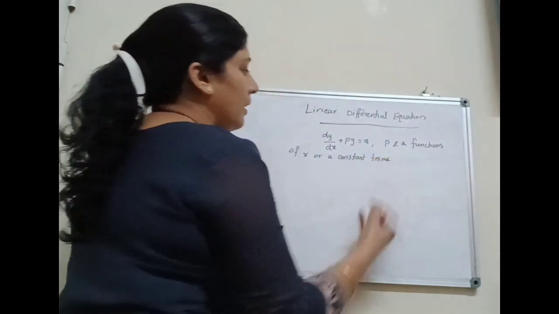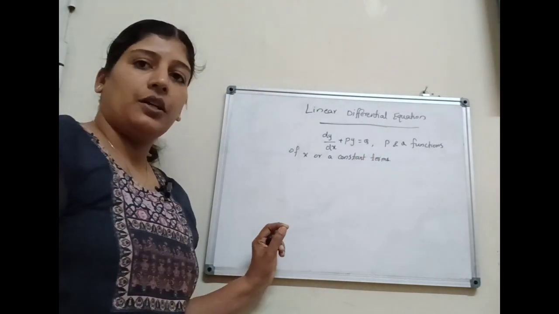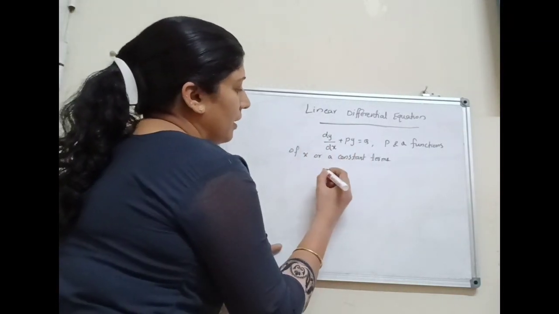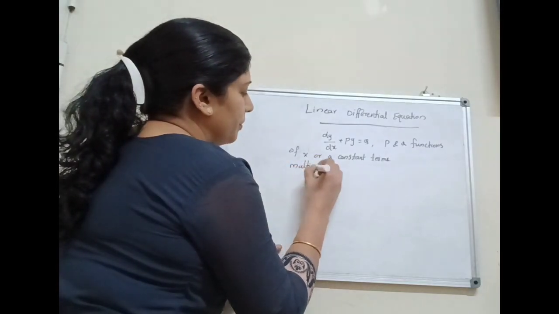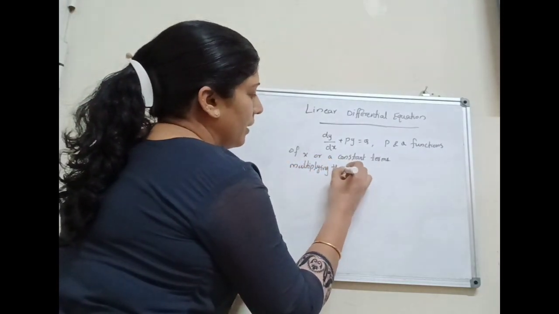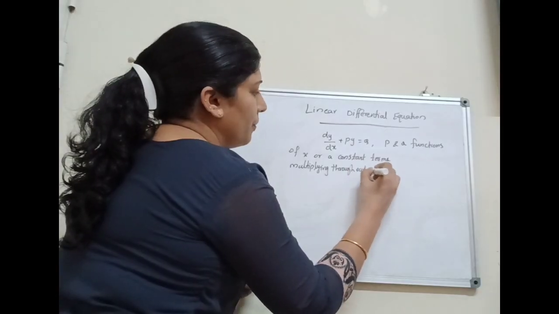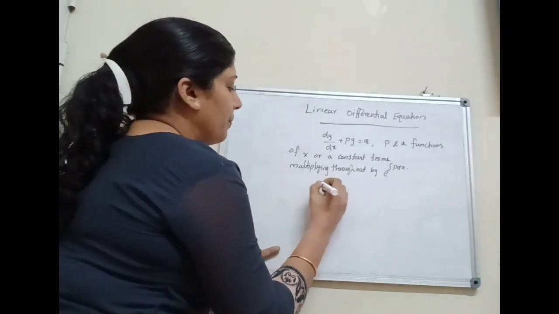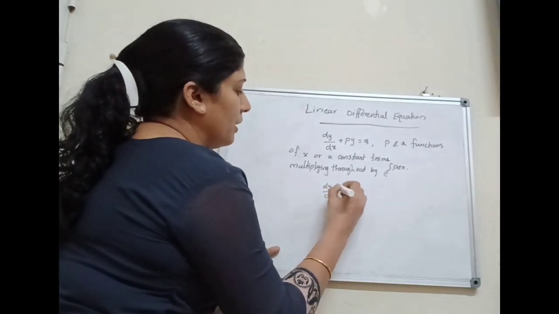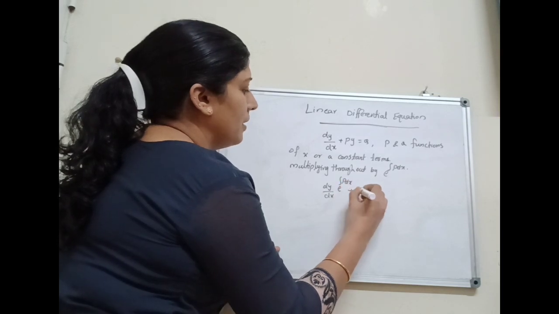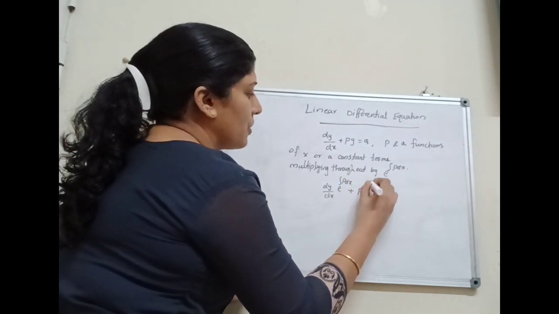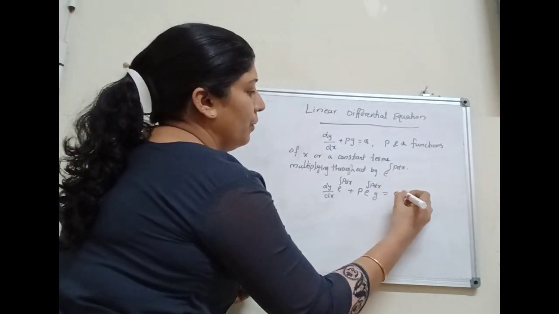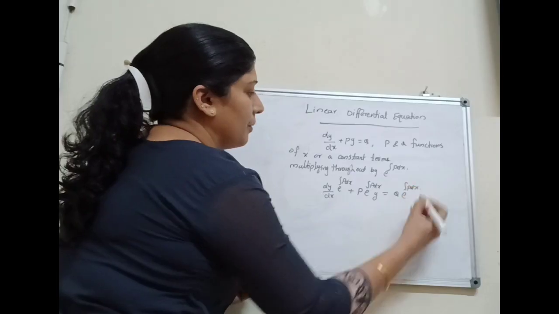Next, we have to consider the general solution of this linear differential equation. First, we have to multiply both sides by e raised to integral p dx. That is, multiplying throughout by e raised to integral p dx. Therefore, this linear differential equation becomes dy by dx into e raised to integral p dx plus p into e raised to integral p dx y equal to q into e raised to integral p dx.